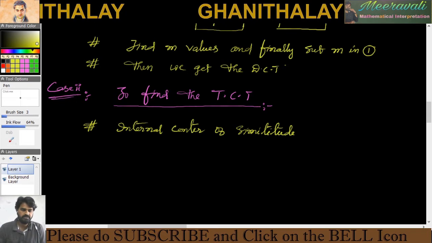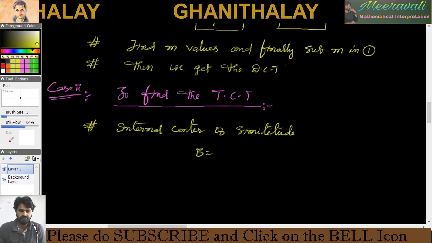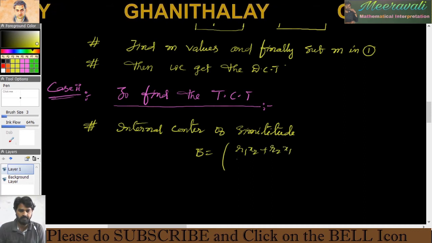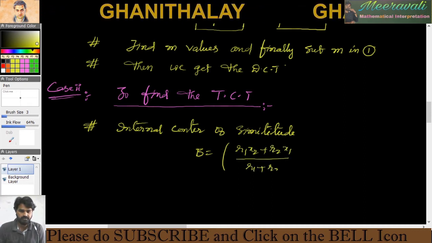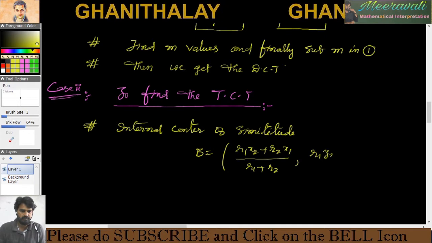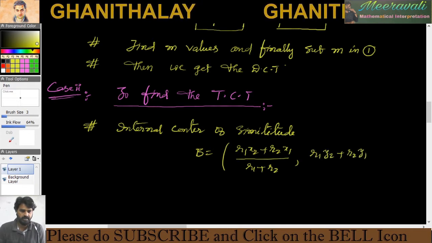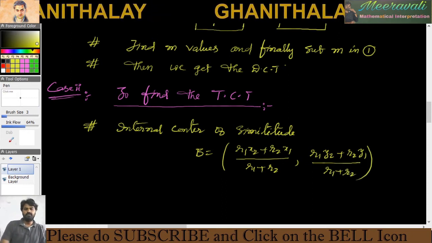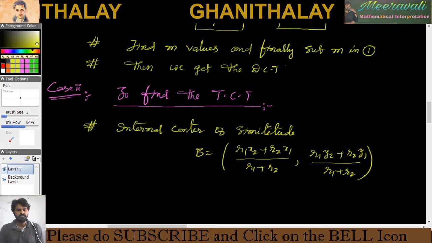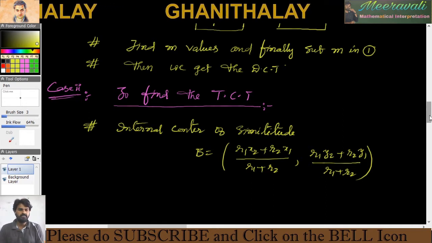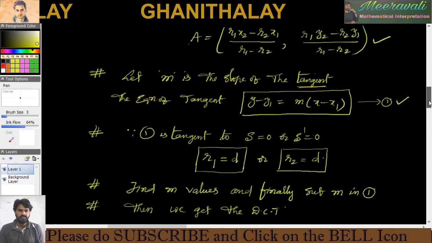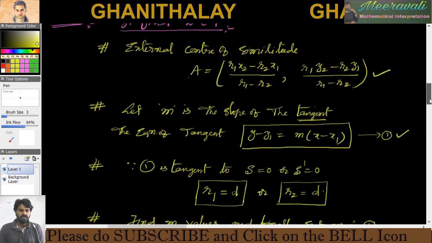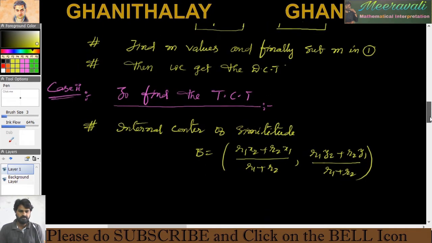The internal center of similitude B is equal to (r1 x2 plus r2 x1) by (r1 plus r2), (r1 y2 plus r2 y1) by (r1 plus r2). By using this formula you can find the internal center of similitude. In direct common tangents we found the external center of similitude; for transverse common tangents we find the internal center of similitude.